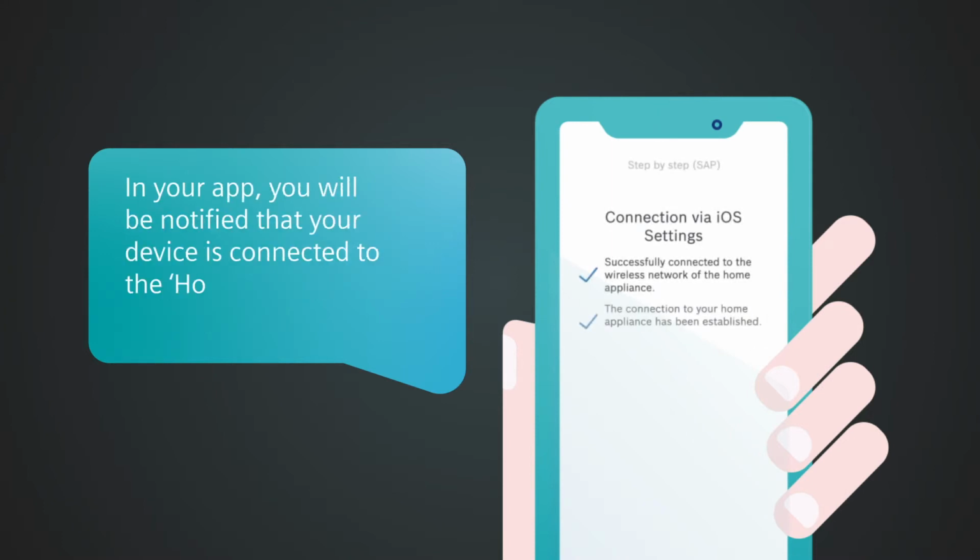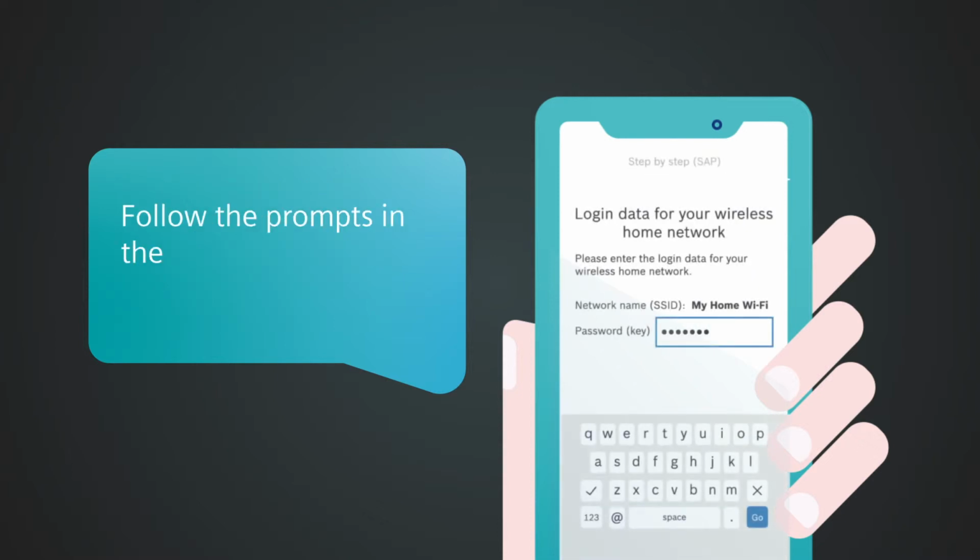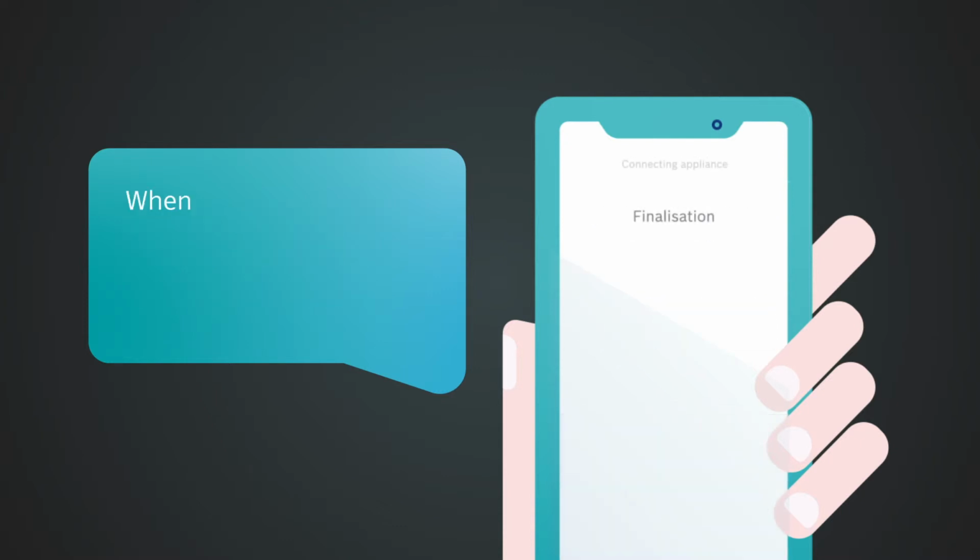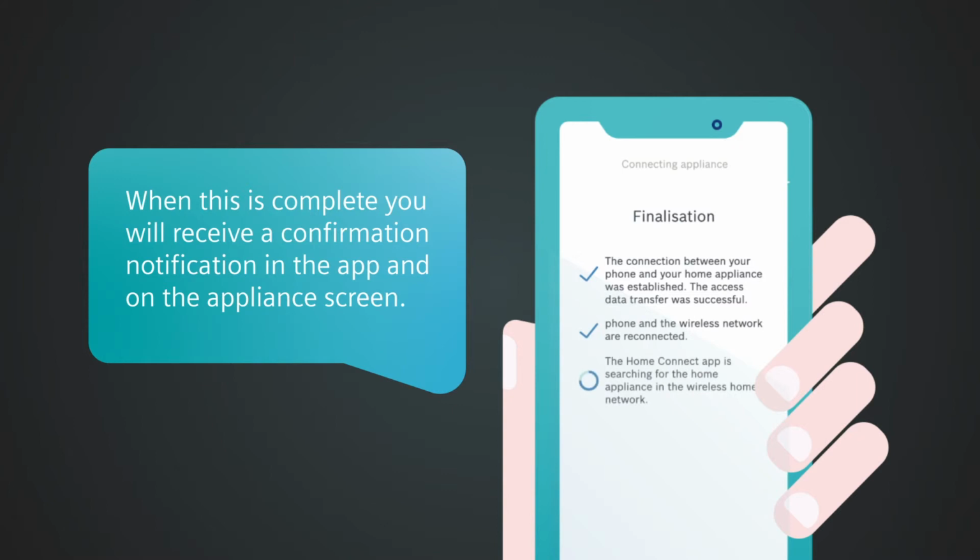In your app, you will be notified that your device is connected to the HomeConnect Wi-Fi network. Follow the prompts in the app to set up your home Wi-Fi network. When this is complete, you will receive a confirmation notification in the app and on the appliance screen.